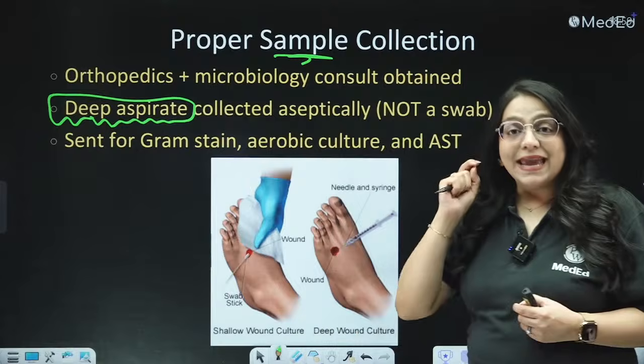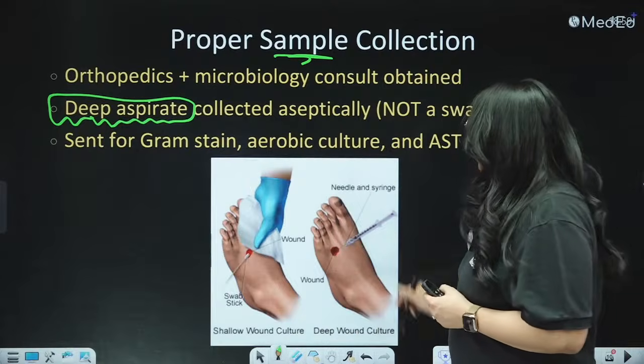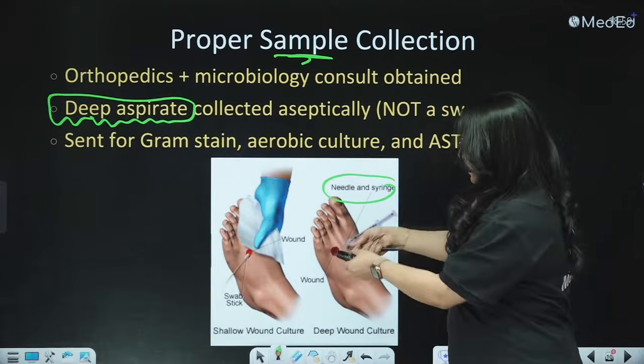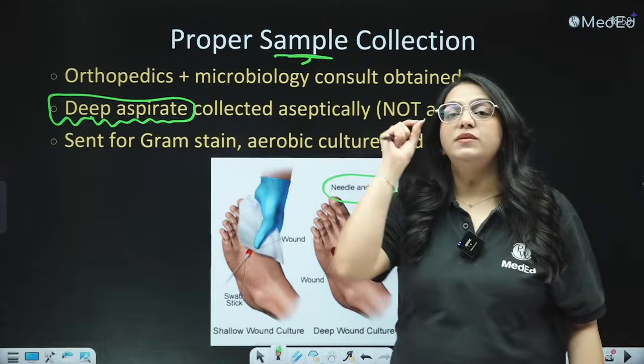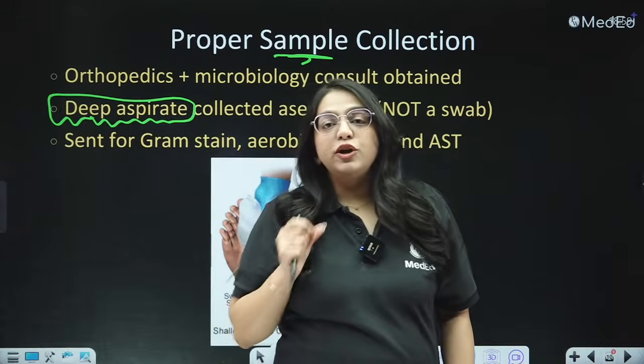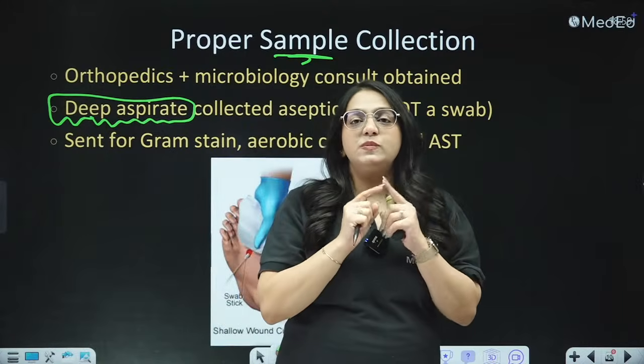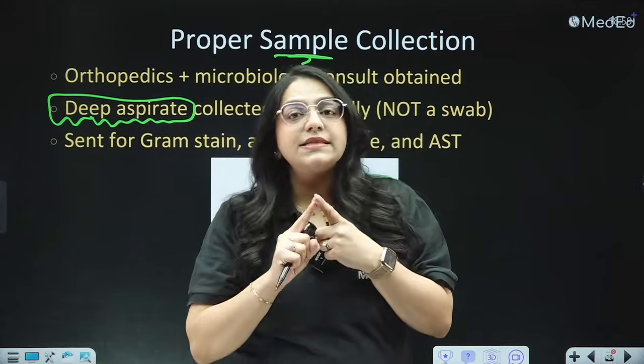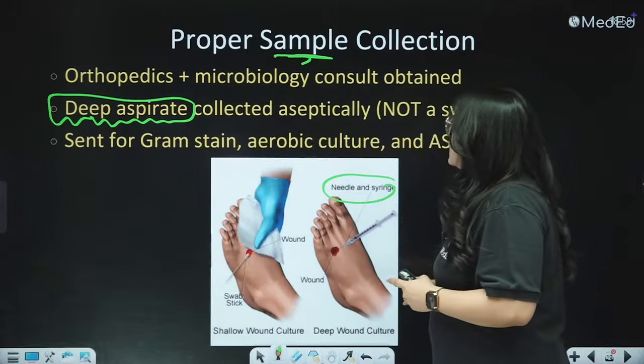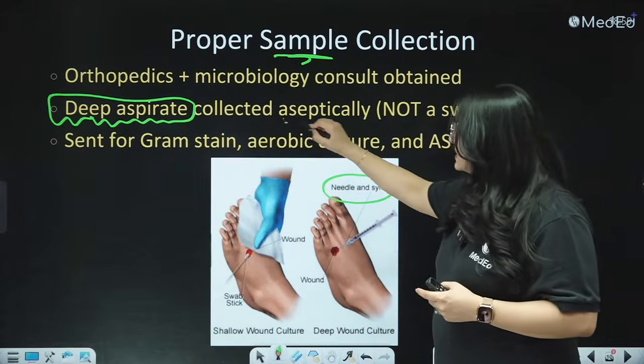What should be aimed or attempted every time is to take a needle and syringe and aspirate the pus from the deepest possible site, because that is going to give you the true picture of a true pathogen which might be responsible for causing this infection. This is now done, and a deep aspirate is collected aseptically, not a swab.